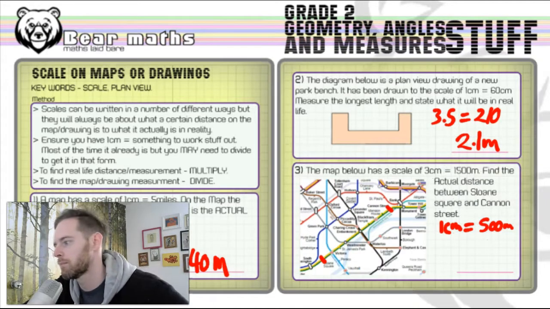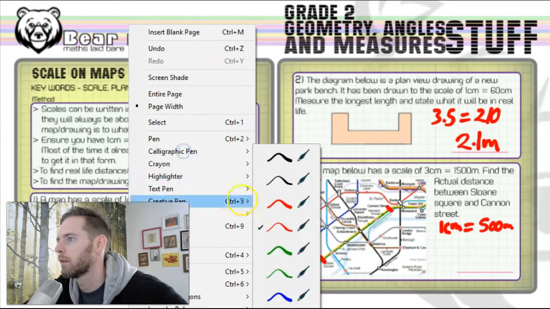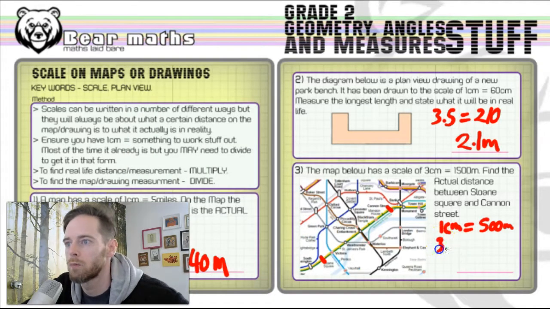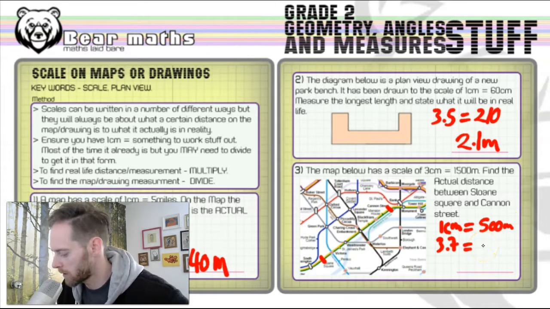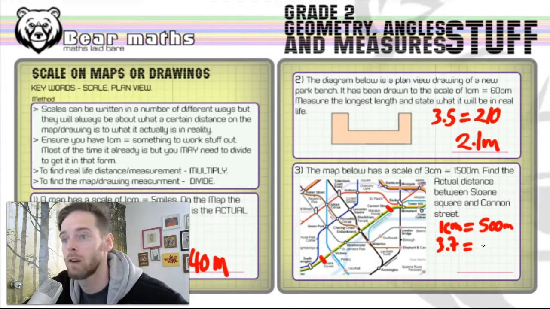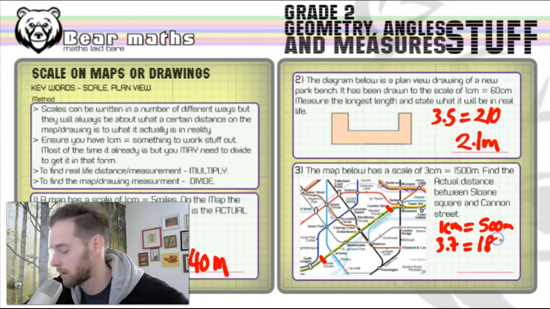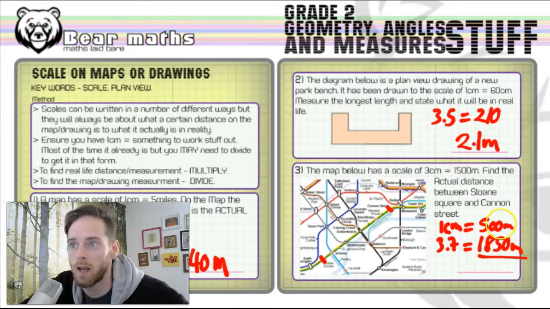Just see if I can get that pen back in. And there it is. So we want it to be 3.7, so we have to multiply by 3.7. Let's get 500 multiplied by 3.7 done. I'll just do it on the calculator quickly. 1850 metres. There you go. That's the actual distance between Sloane Square and Cannon Street in reality.